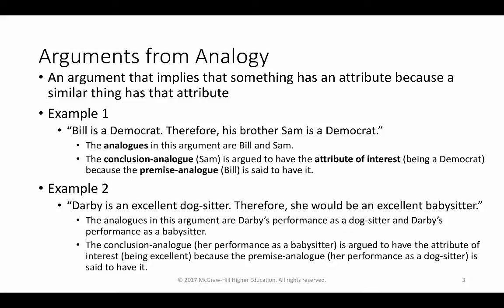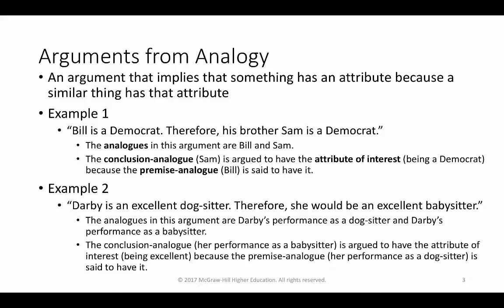The second example is similar. Darby is an excellent dog sitter, therefore she would be an excellent babysitter. Now, in this case, the person Darby isn't the analog. It's her job as a dog sitter, which is the premise analog, and her possible job as a babysitter as the conclusion analog. The attribute of interest, the thing that's similar, is her excellence. So the argument is she's excellent in one capacity, so she would be in this other capacity as well.